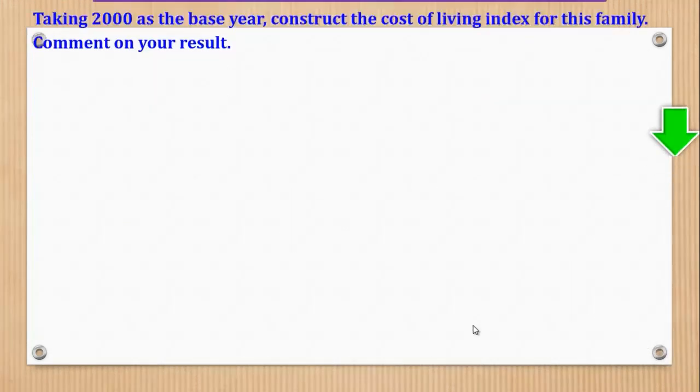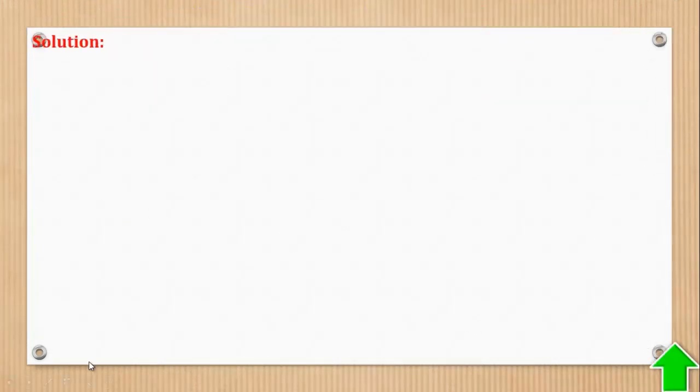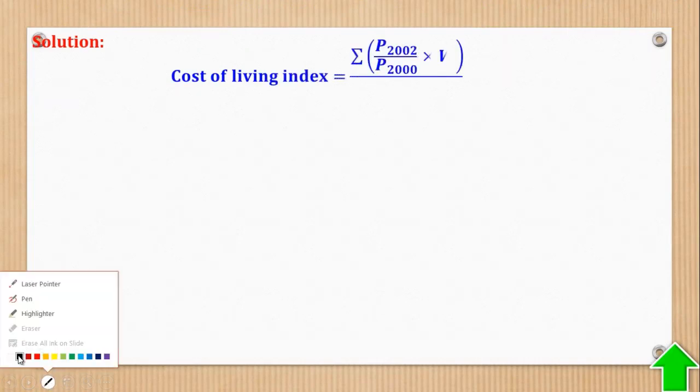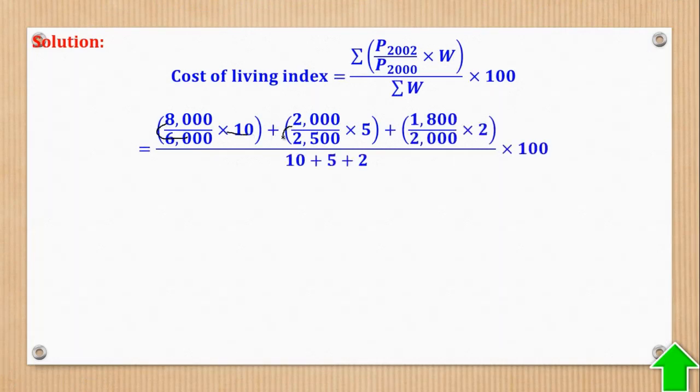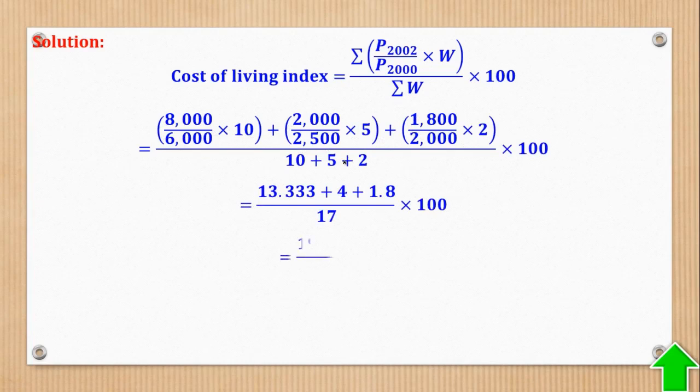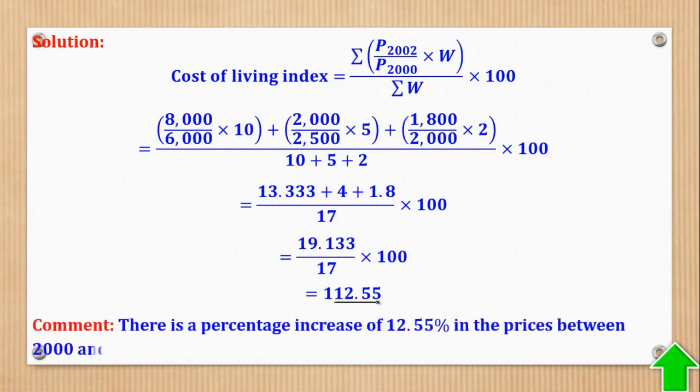The very way we answered weighted average is the very way we shall answer cost of living. We shall quote the formula, then substitute current price, base price, weight, and here the total of all the weights. Then simplify to give you that, simplify further to give you that, and then use the calculator to come up with this. Then we also have to comment: the difference is 12.55. Therefore, the comment will be that there is a percentage increase of 12.55% in the prices between 2000 and 2002.